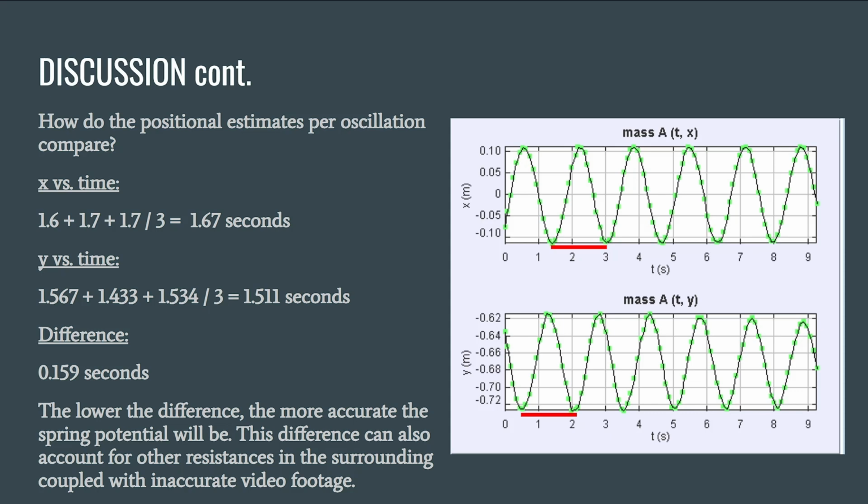Now, what does this mean? Well, the lower this difference is, the more accurate the spring potential will be. This difference also accounts for other resistances that may or may not have been accounted for, such as air drag or video footage. That is the end of this presentation.